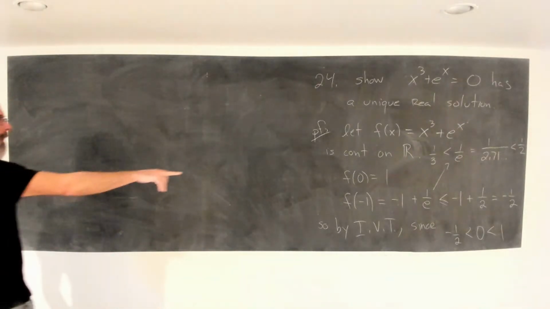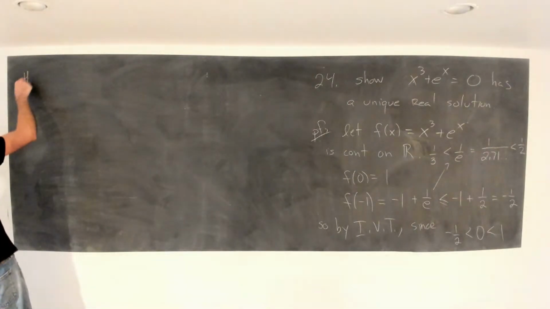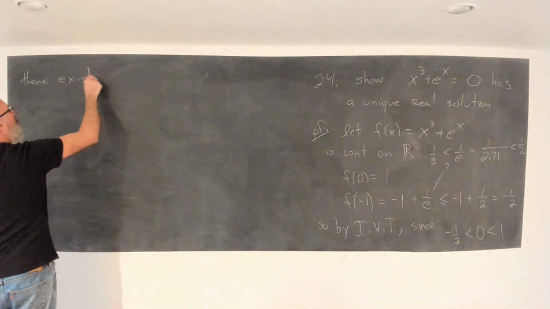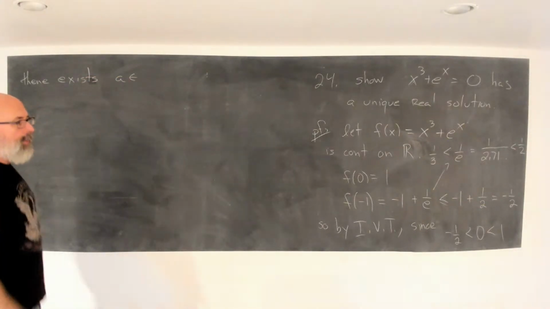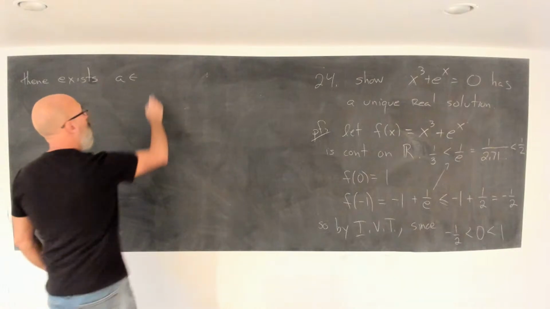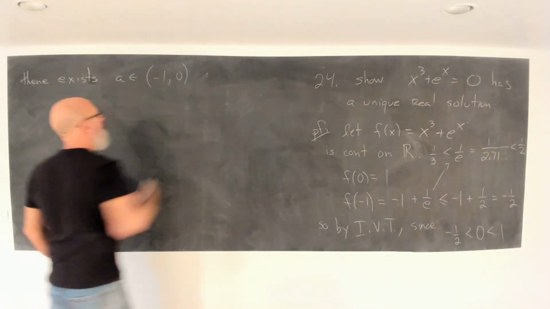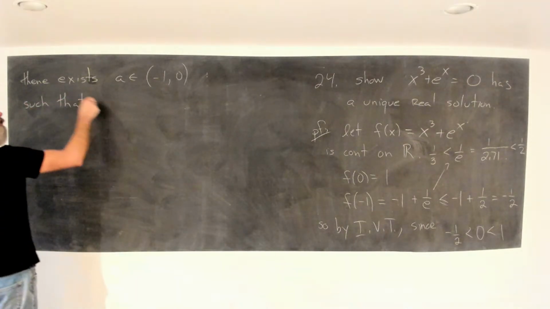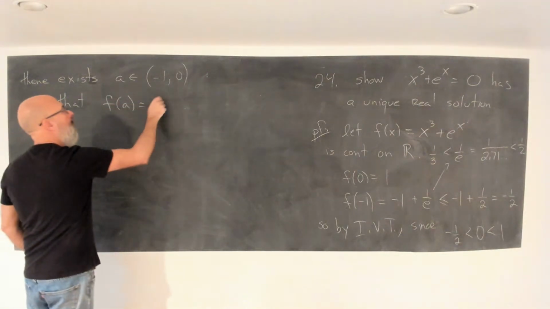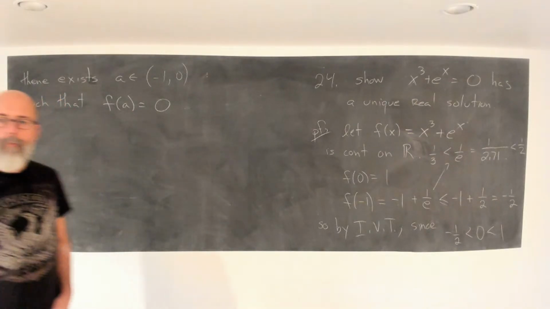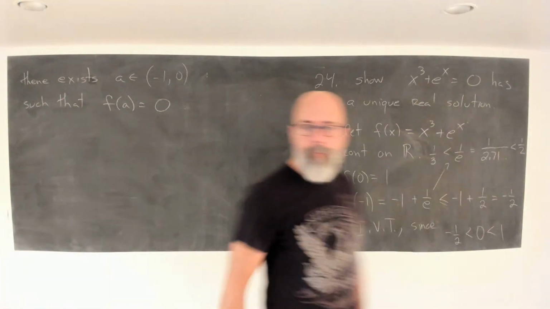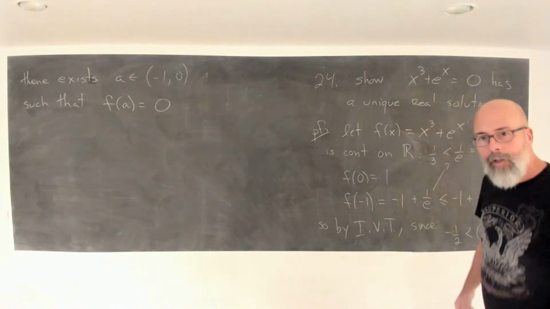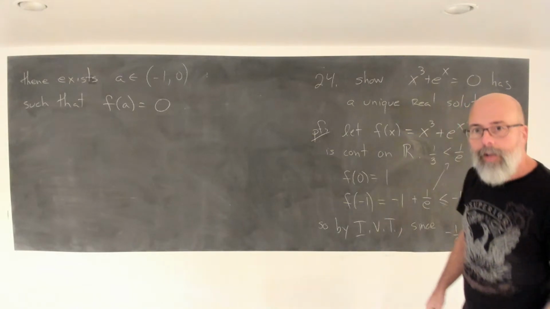So by the intermediate value theorem, there exists an element A in the interval -1 to 0 such that f of A is 0. Is the negative f(x) just a chosen value?